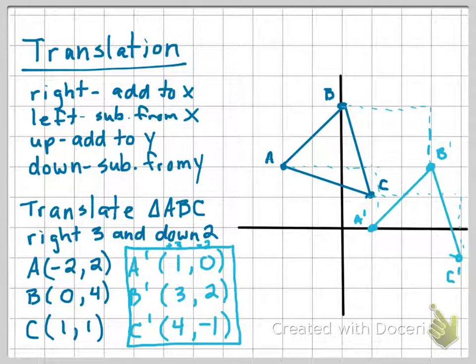There's C prime. Now, if you notice, these points that I got from my rules are the exact same points that I got by moving the graph. It does not matter which way you do it. Either way, you get the same answer, as long as you answer whatever the question is asking for. If it asks for the graph, then you need to find the graph. If it asks for the coordinates, you need to find the coordinates.